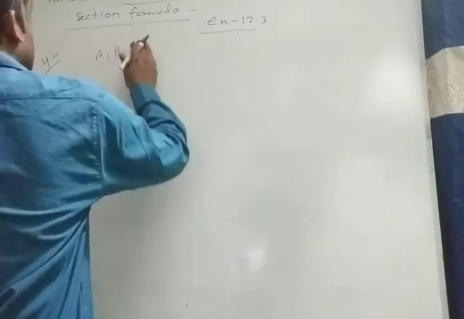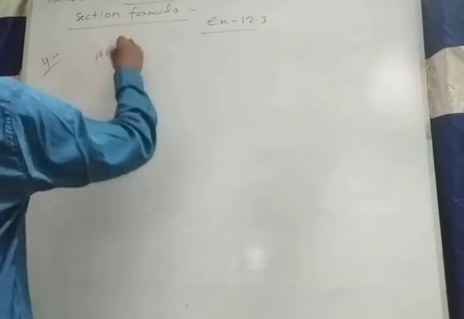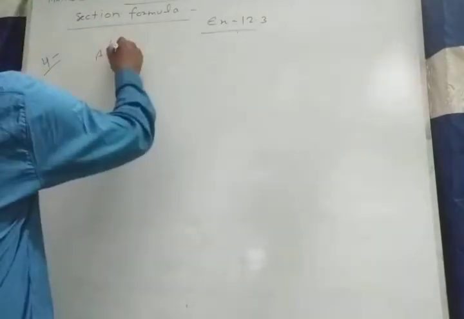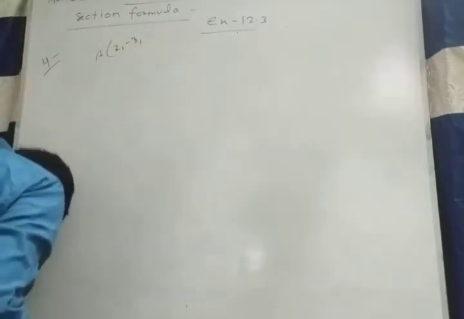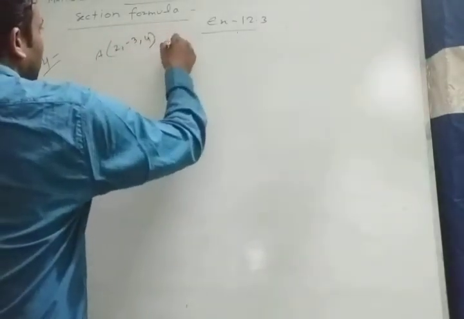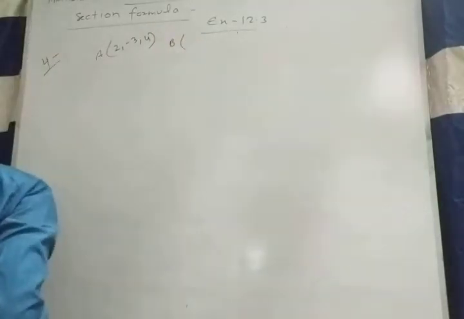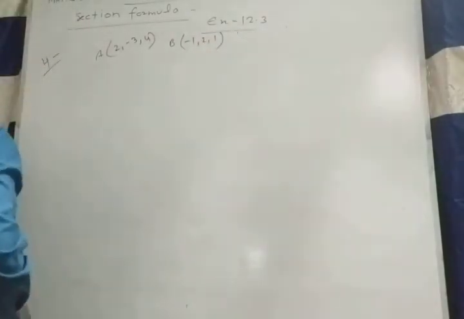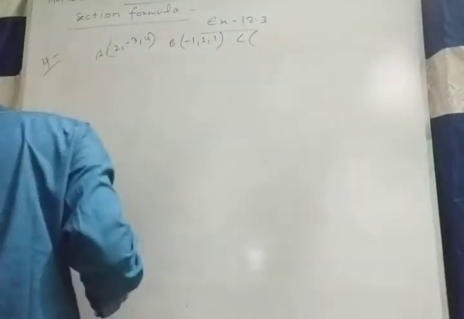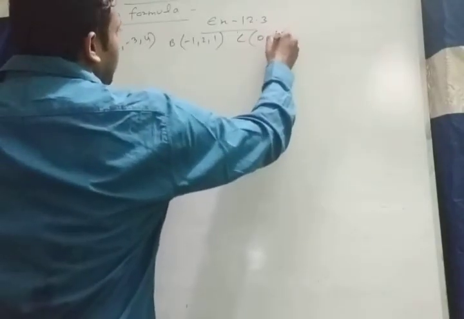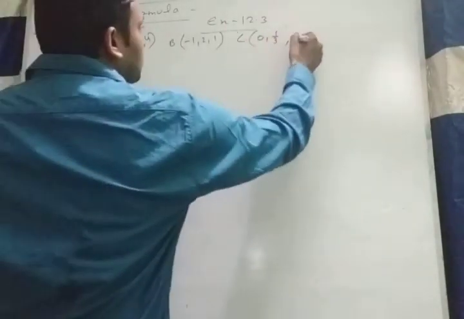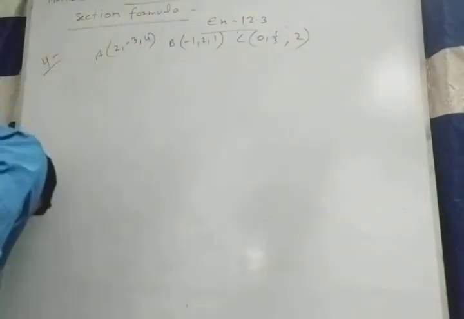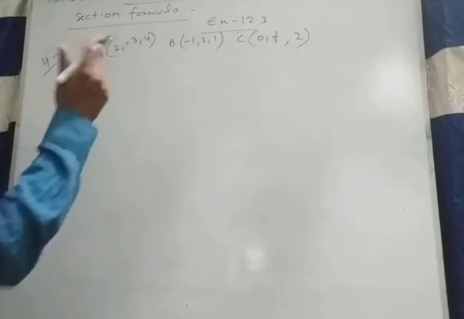The coordinate of point A is (2, -3, 4), B is (-1, 2, 1) and C is (0, 1/3, 2). We have to show that these three points are collinear.